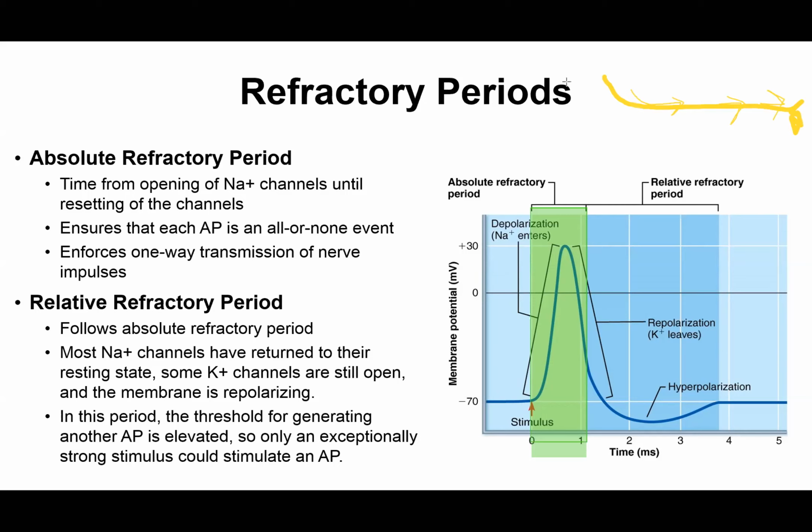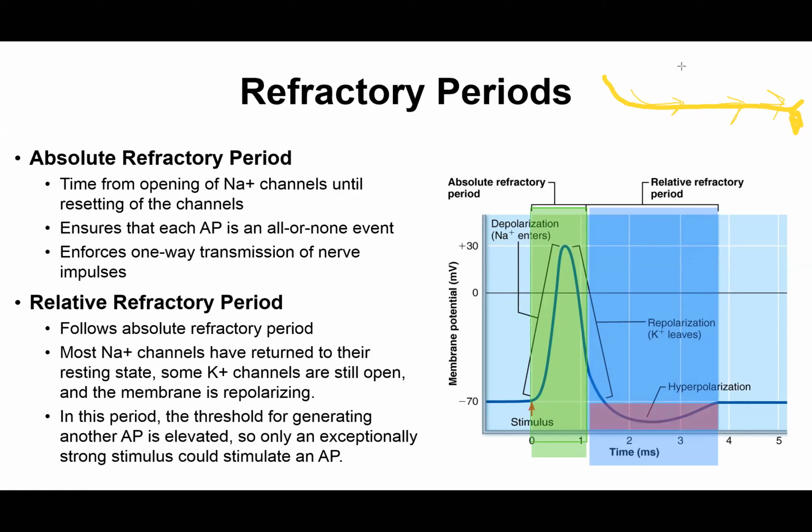The other type of refractory period we have is what's called the relative refractory period. And during the relative refractory period, basically it coincides with the hyperpolarization state. And so let's remember that basically anything below -70 millivolts, we're going to be hyperpolarized. So relative refractory period is when most of the sodium channels have returned to their resting state, but some of the potassium channels are still open, and that's causing the membrane to repolarize still.